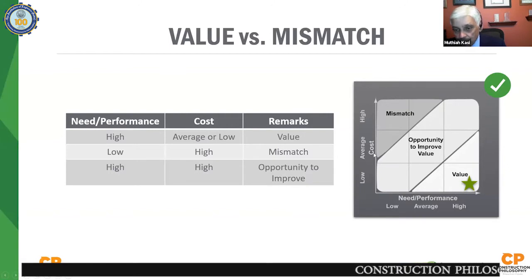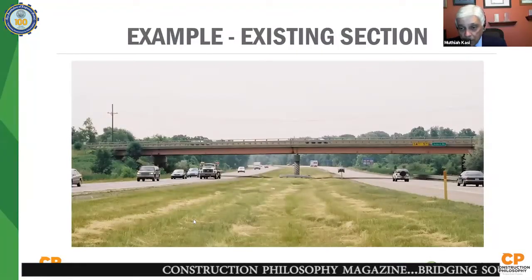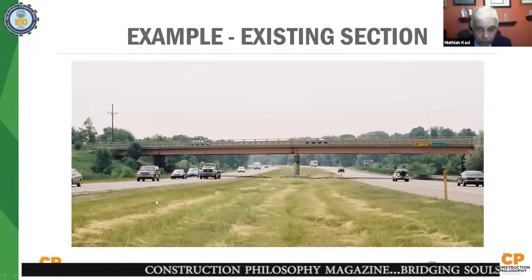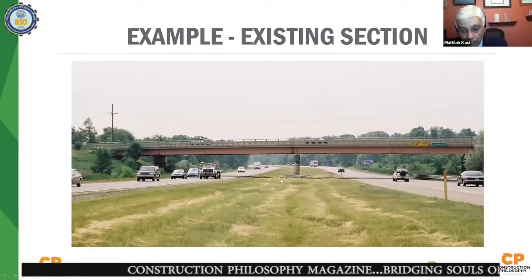Basically, the graph shows cost as low, average, high, and need or performance as low, average, high. You always want to have high performance with a low cost. But if it goes to a low need or a little bit of average, then you are throwing away your money. And the opportunity to improve value comes in between. Another example, quickly going through: here is a project where you have a big median.